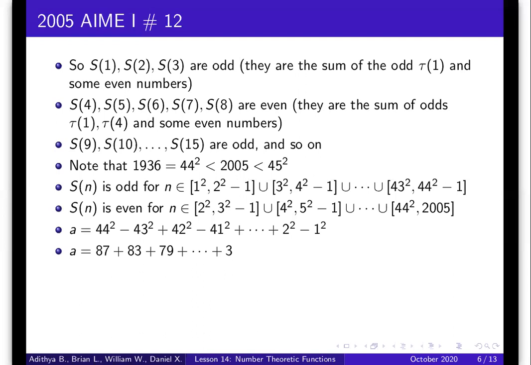And if we want to find b, the number of n for which S of n is even, we're going to have to sum up the intervals here. Now the largest interval has only this many integers, because it doesn't end at a perfect square minus 1. So it's 2006 minus 44 squared. But the rest of it continues with the pattern. 43 squared minus 42 squared, then 41 squared minus 40 squared, and so on.